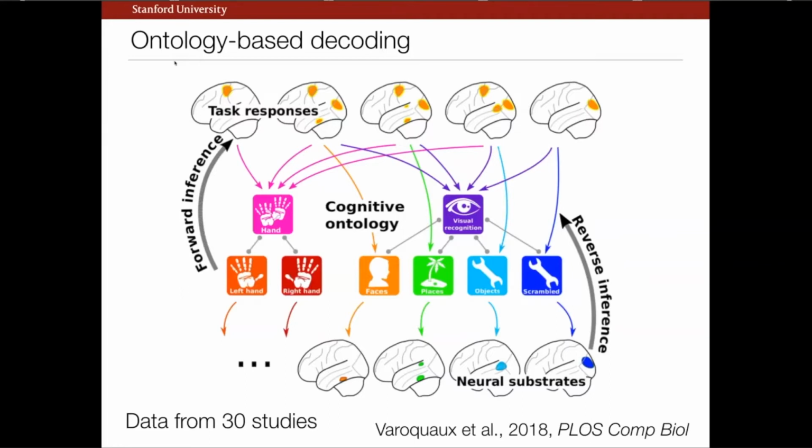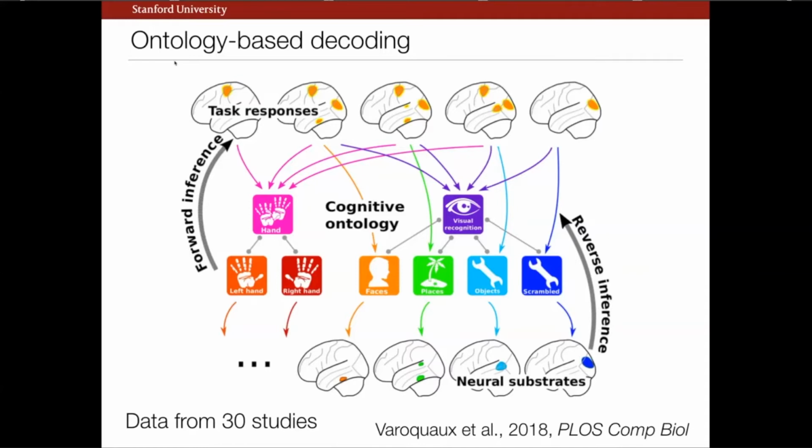we have a bunch of different tasks, and they have different features, like they present faces or they have a right hand motor response. But we also know that there's hierarchical information about the relationships between those two things, right? So for example, we know that both left hand and right hand responses are types of hand response. Both faces and places and objects and scrambled objects are all types of visual object recognition processes.